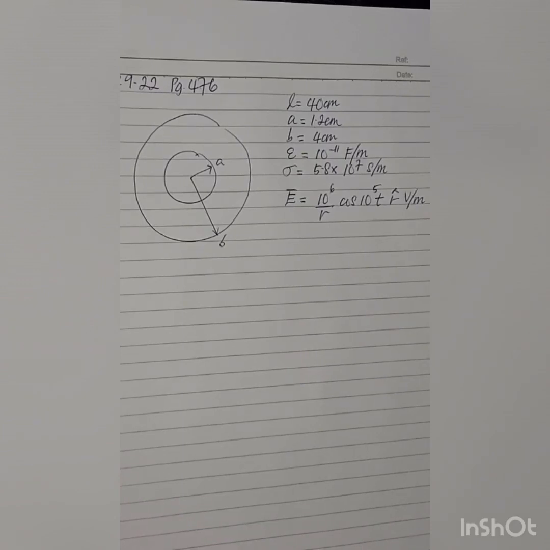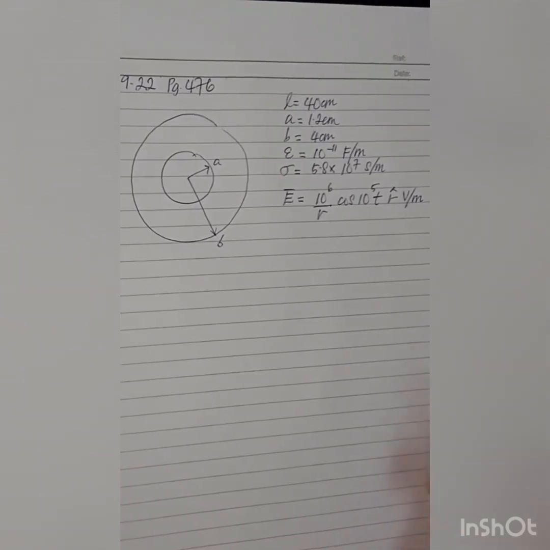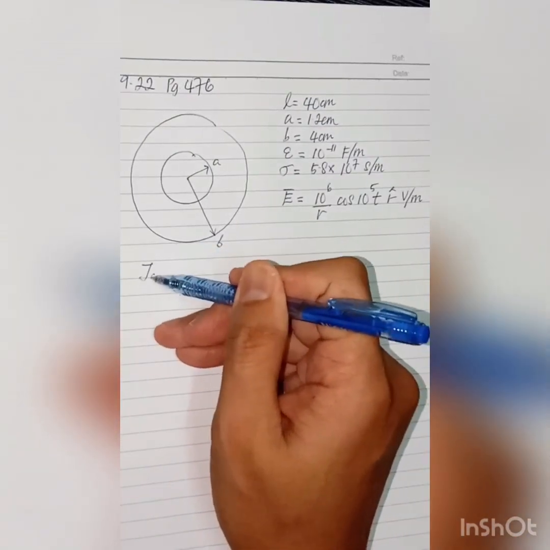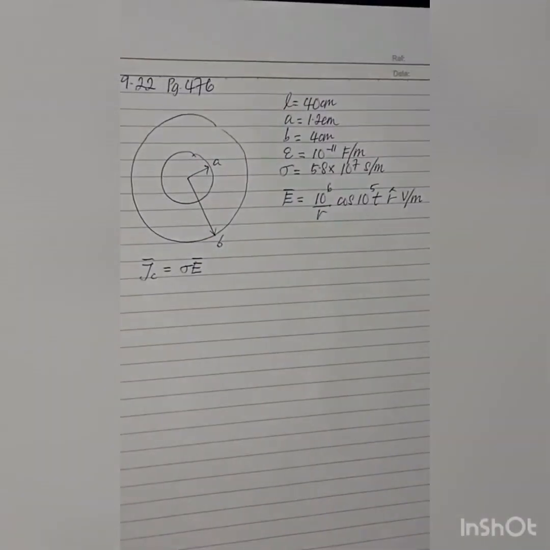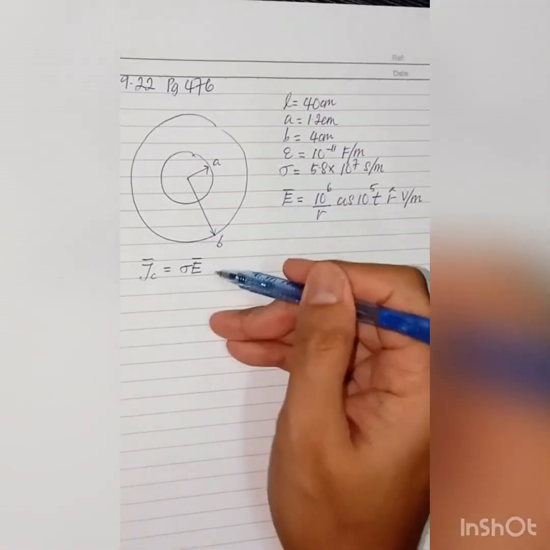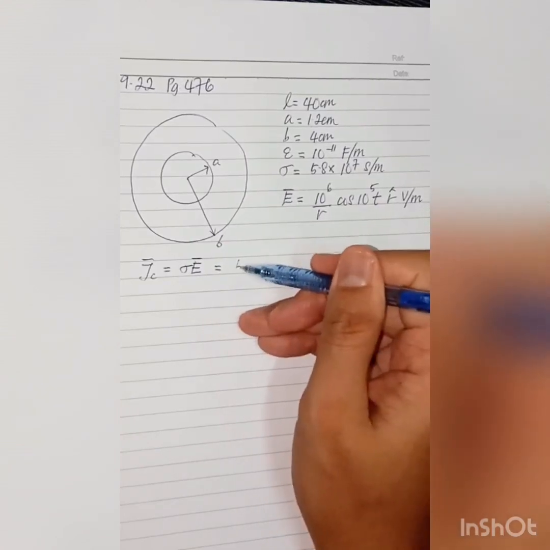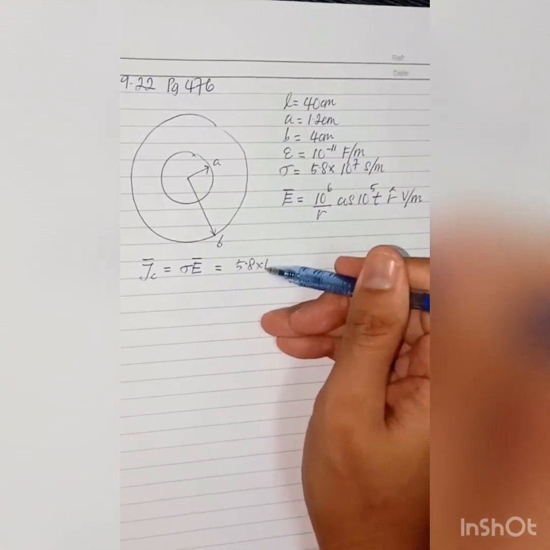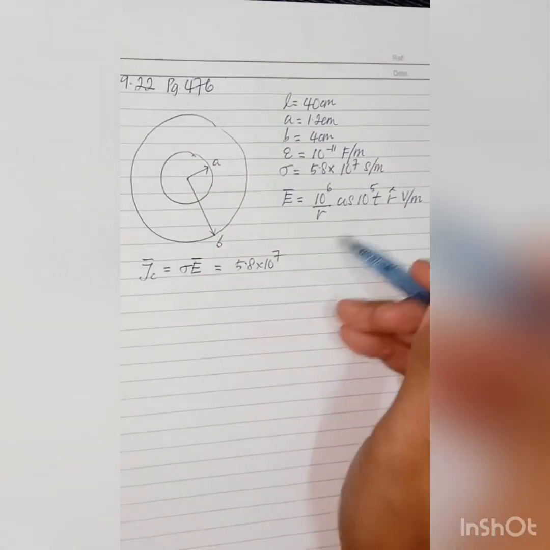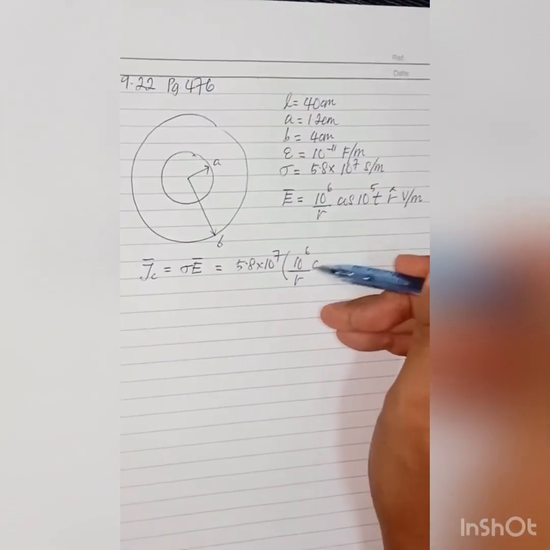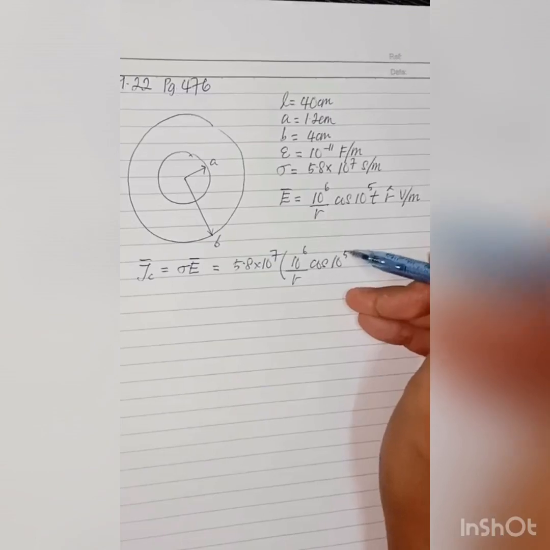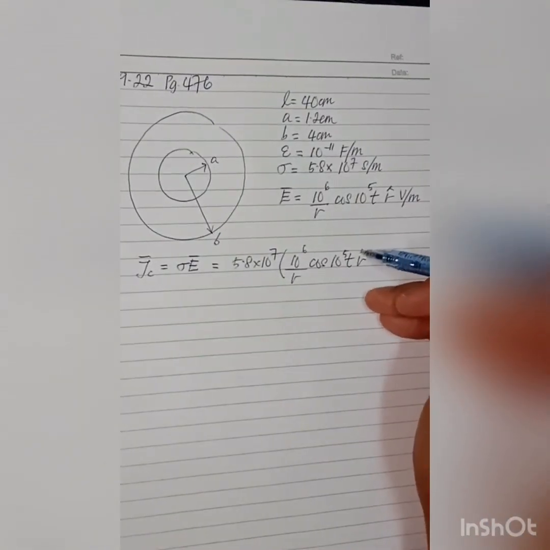Okay, so now we are going to find the conduction current density, conduction current, as well as displacement current. All right, so as we learned last time, we can simply find the conduction current density by applying this formula. The JC is equal to sigma E. Since sigma is given as shown here, just substitute the value of sigma. Gonna have here 5.8 times 10 power of 7, and then times 10 power of 6 over r cos 10 power of 5 t in r component.